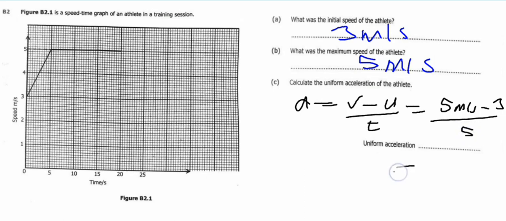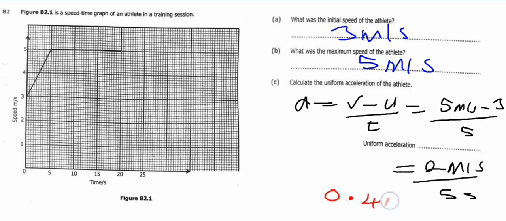So we are just going to say 5 meters per second minus 3 meters per second. We are going to get 2 meters per second divided by 5 seconds. When I divide, I'm going to get the answer, which is 0.4 meters per second squared. So this one is our final answer for acceleration. The last question, which is D: calculate the total distance travelled by the athlete.